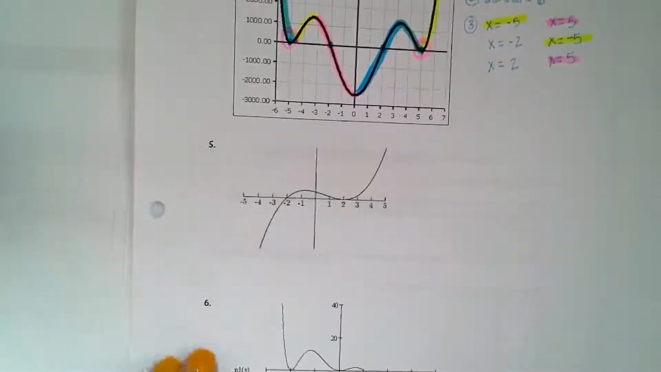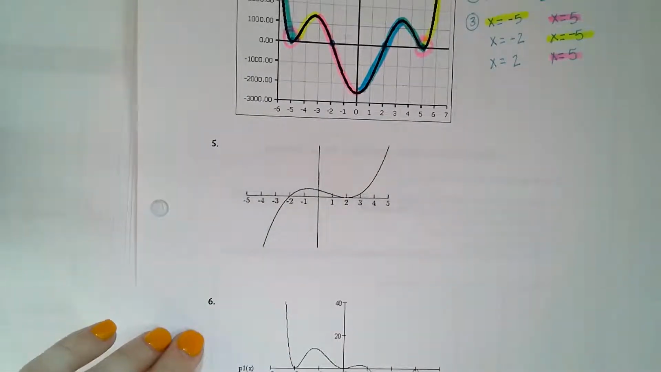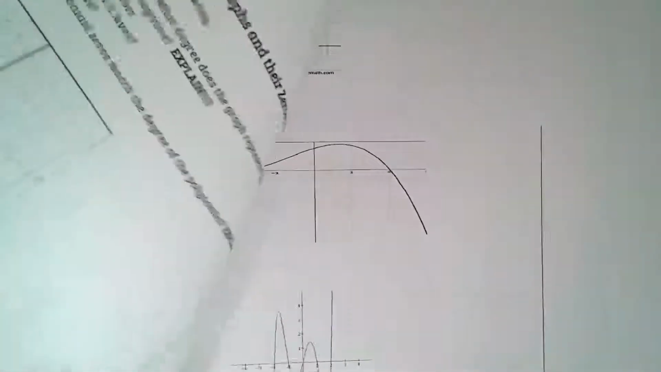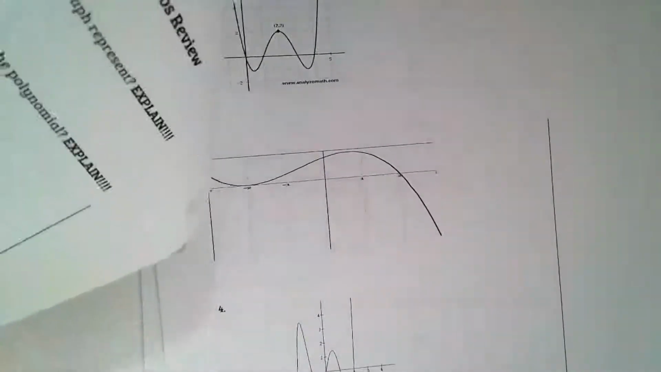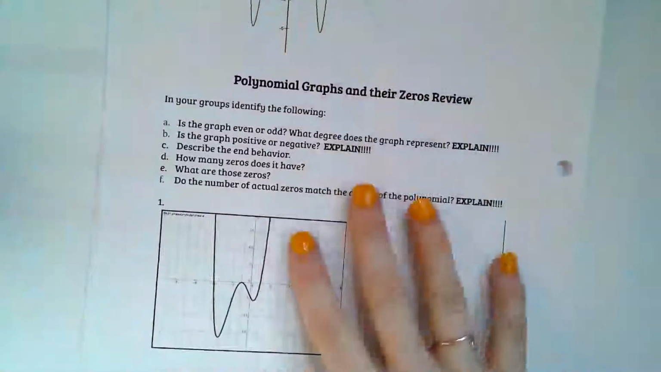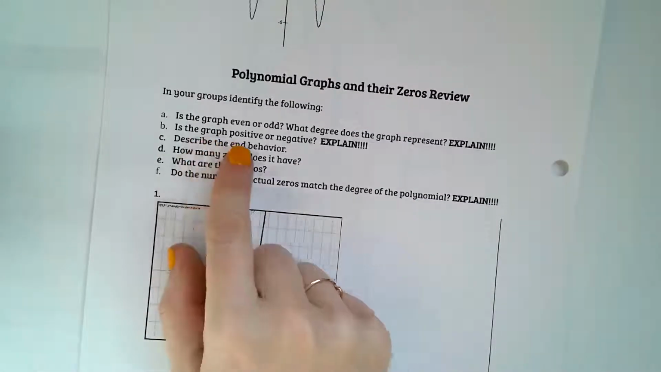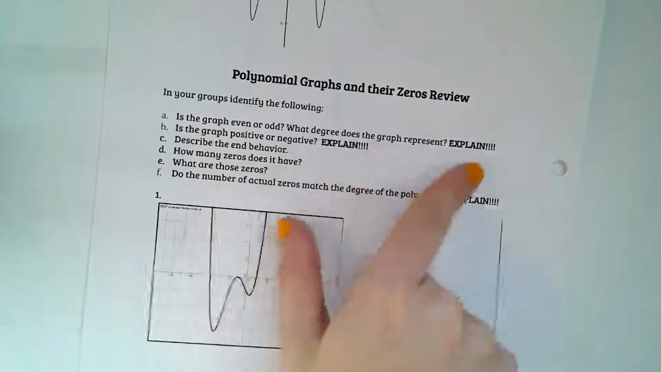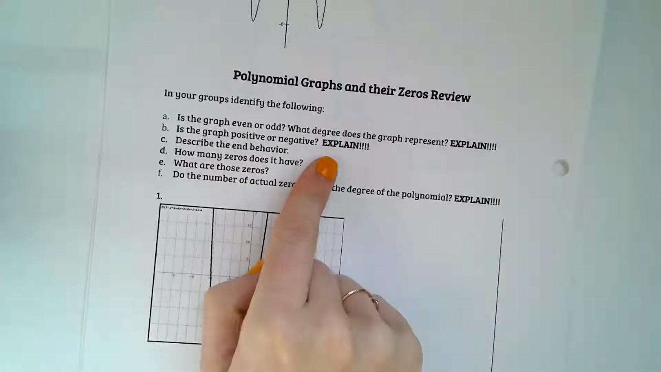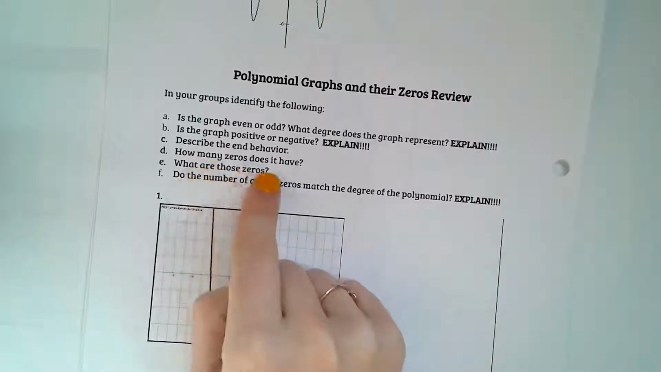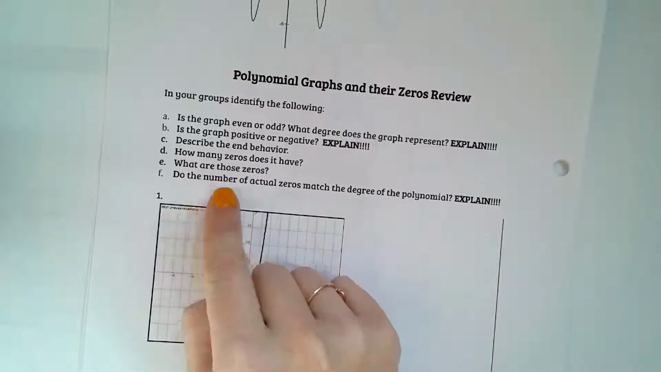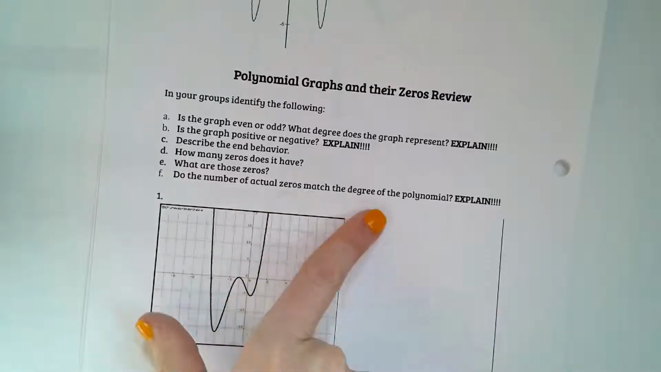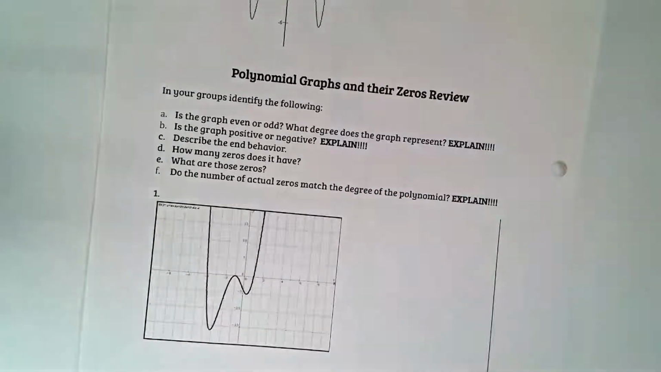Okay, so I want you to go ahead and do these 2 on your own. Oh, those 3. And then you've got a couple more. So then your review. So here, is your graph even or odd? What does the degree of the graph represent? Explain that. Is it positive or negative? Explain. The end behavior, how many zeros does it have? What are those zeros? Do the number of actual zeros match the degree of your polynomial? So let's actually do one of these together.